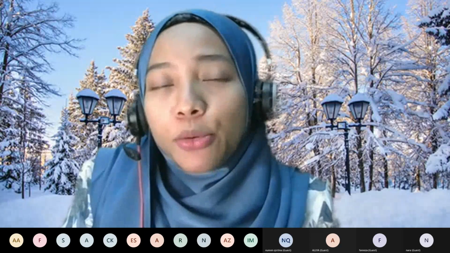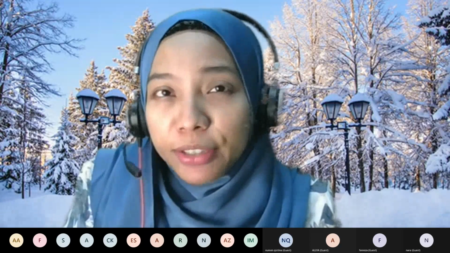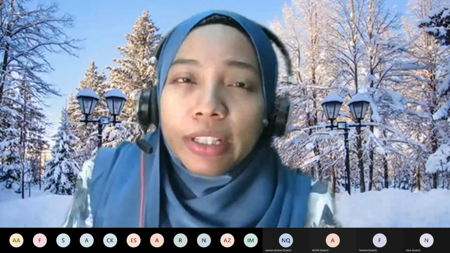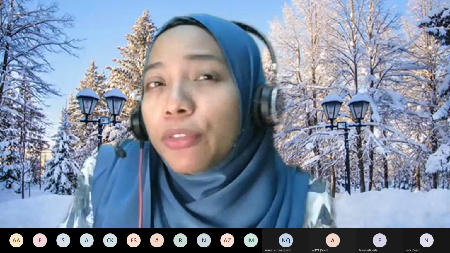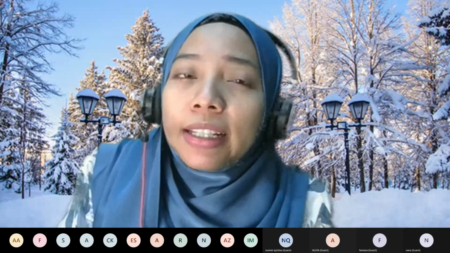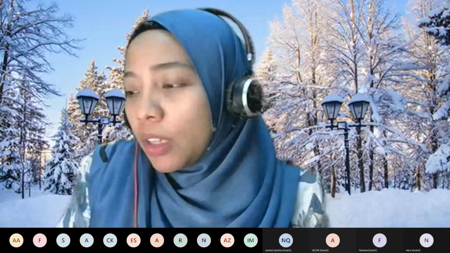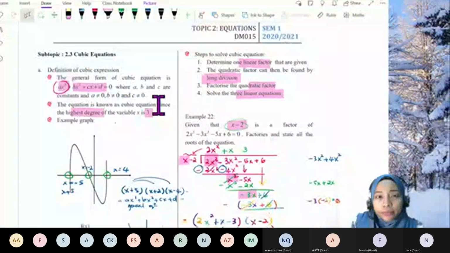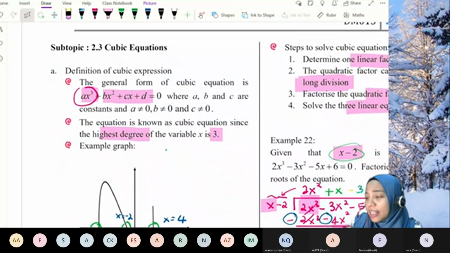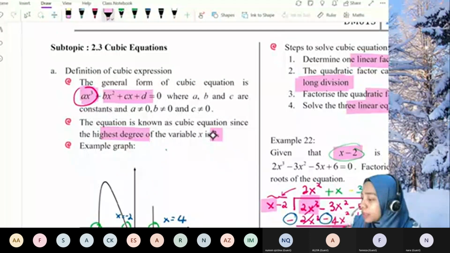Yes. We have seen quadratic, we have seen linear function where the power of the leading coefficient is to the power of 1, and quadratic, the leading power is power of 2. Therefore, cubic, the leading power is x cube. Okay, if you look at your notes, cubic equation. So as I mentioned earlier, ax cube. So you can see that the highest power is x cube.